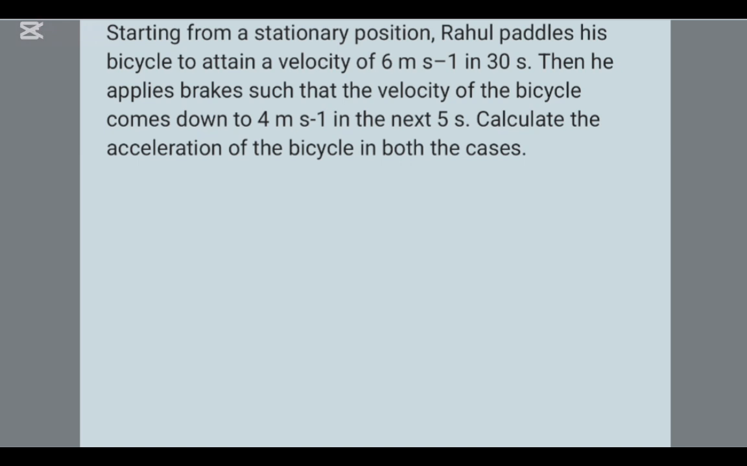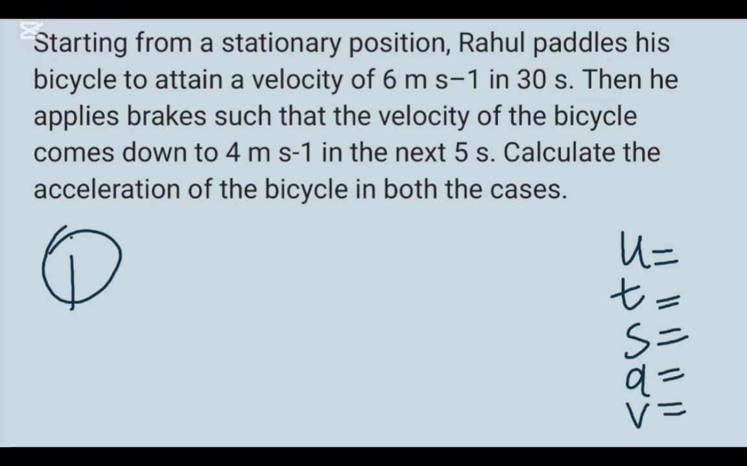So as the question mentions, there are two cases over here. First one is where Rahul paddles his bicycle to attain a velocity of 6 meters per second in 30 seconds. The next case is when he applies brakes such that the velocity of the bicycle comes down to 4 meters per second in the next 5 seconds. So we are going to divide this into two different cases and we are going to solve them one by one.